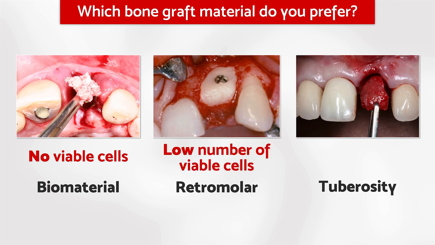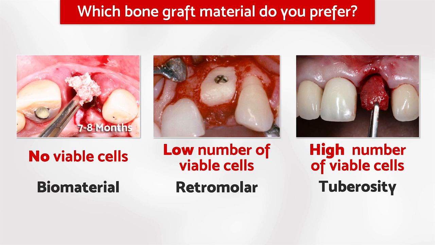Bone graft from the retromolar area has a low number of viable cells. It's because it's more cortical. But with bone graft harvested from the tuberosity, we will find a high number of viable cells. It's a very well vascularized graft.